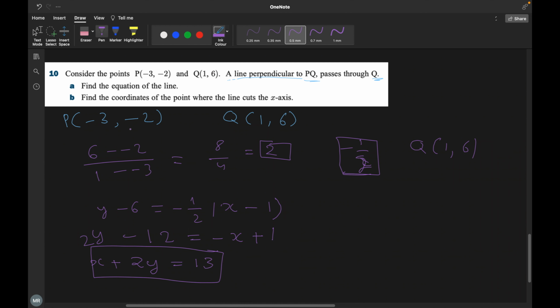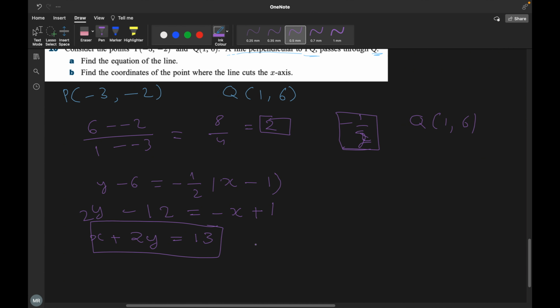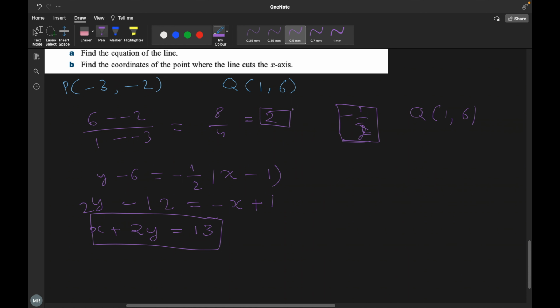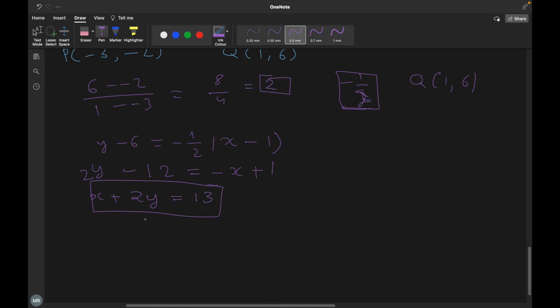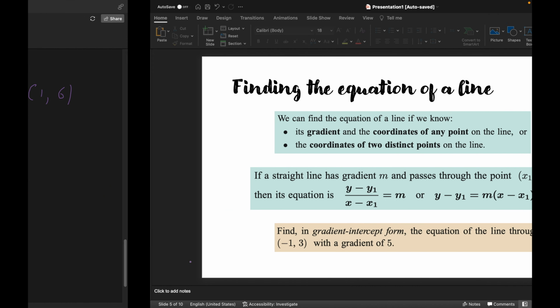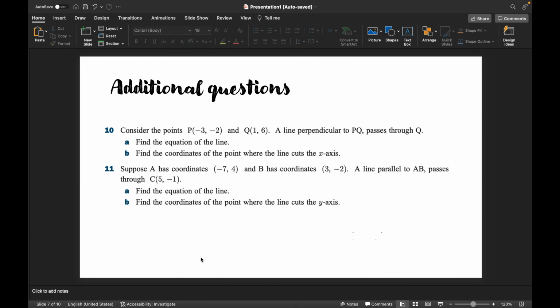Okay, now let's work on the next question. So we have to find the coordinates of the point where the line cuts the x-axis. So when it cuts the x-axis, the value of y will be 0. So when we plug y equals 0, we know x will be plus 13. So the coordinate would be 13, 0. So now let's check if that's the answer.